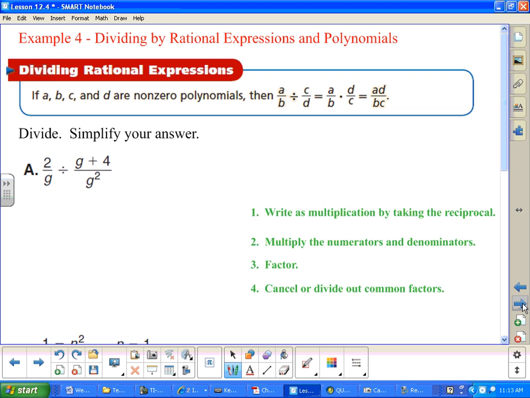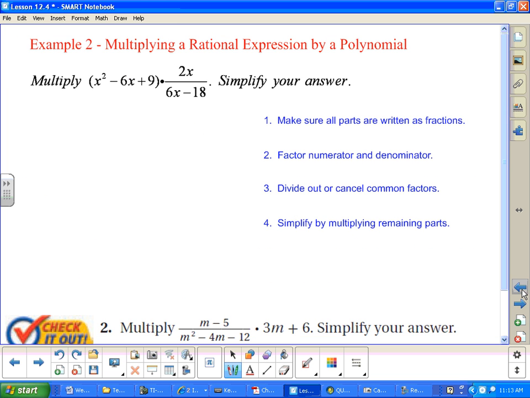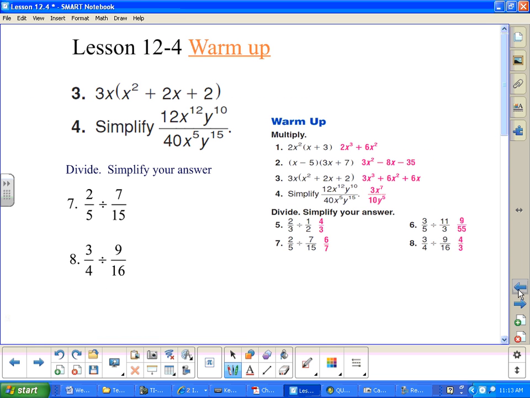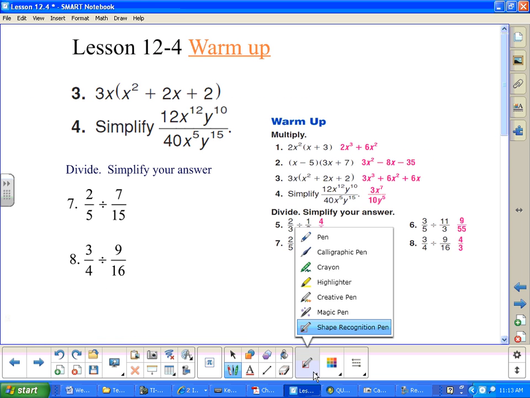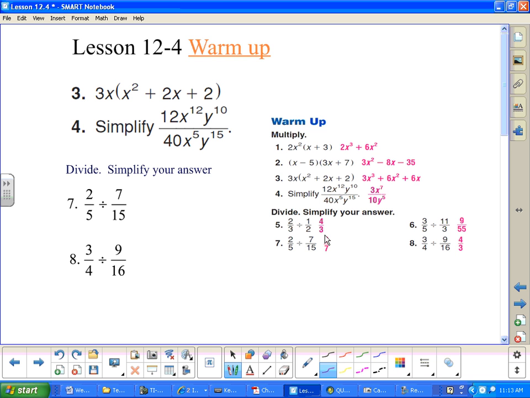All right. Division. For dividing rational expressions, well, all rational expressions are just fractions, right? What are you supposed to do if you divide by a fraction? Multiply by the reciprocal. So when we were doing our warm-up over here, and you did 2/5 divided by 15/7, then I would do 2/5 times 15/7. Right? I would multiply by the reciprocal.